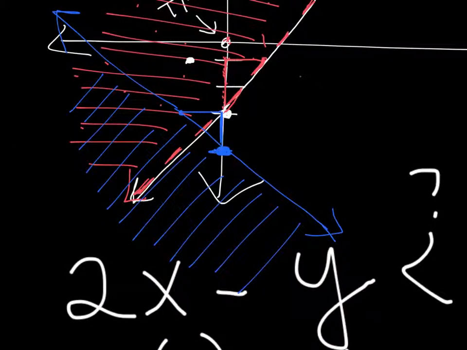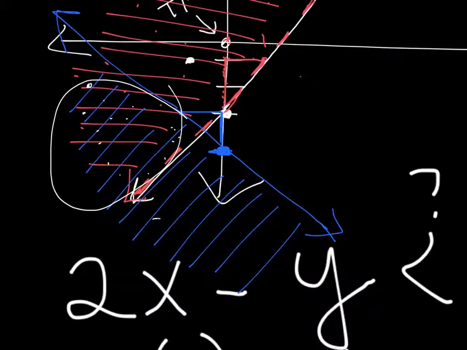Your solution set has infinitely many solutions. It's all of these points, that point, that point, that point. I can just fill this in. It's basically the red and the blue combined. So again, this is just graphing lines and using test points. Okay, I'm going to stop here because this is 11 minutes going already.